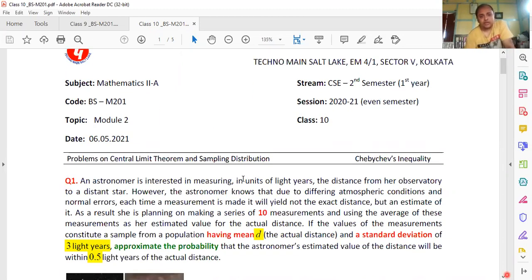Anyways, this note is actually related to the central limit theorem and sampling distribution, where I have discussed a very interesting problem. Okay, so let's study the problem. First of all, let's see what it is saying.